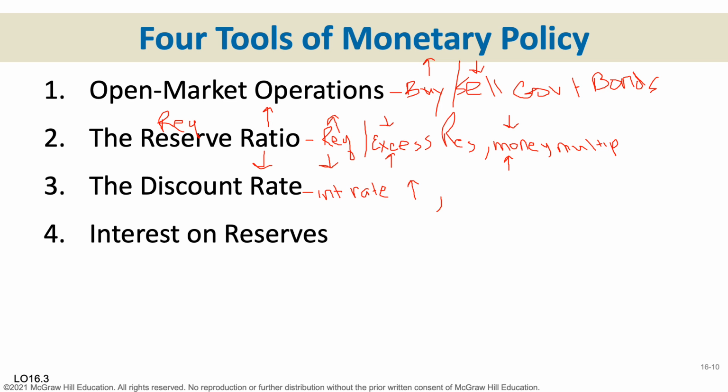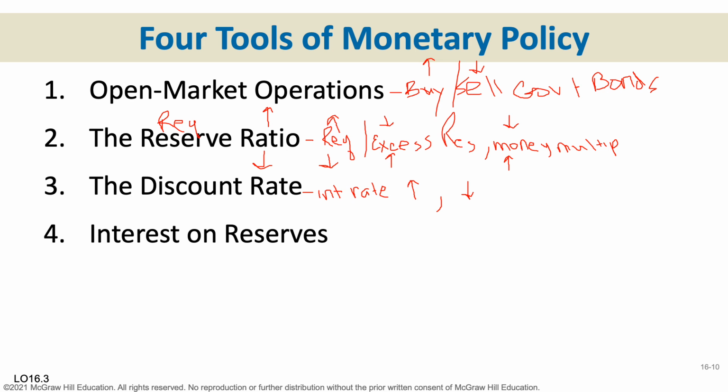If the Federal Reserve decreases the discount rate, then the theory says, well, they might borrow excess reserves to loan out, and that will increase the money supply. It's really just a signal. Banks don't borrow excess reserves from the Federal Reserve very often.